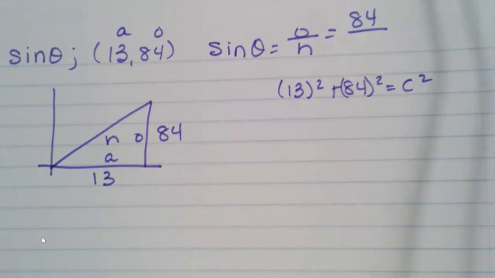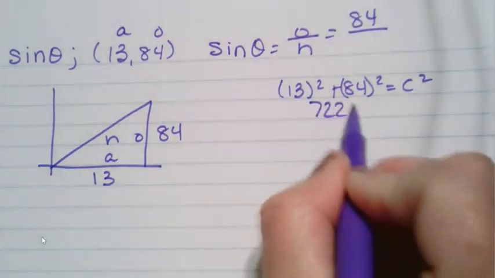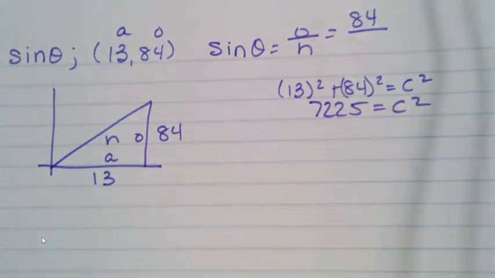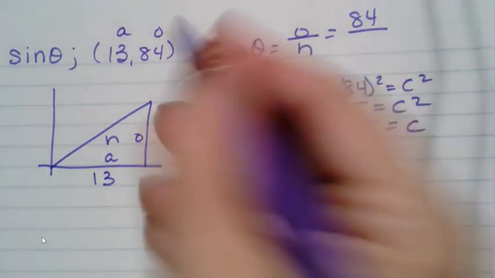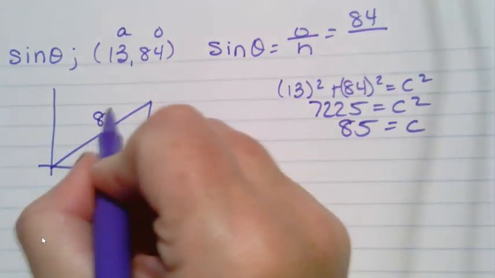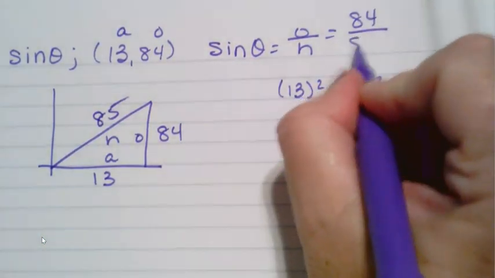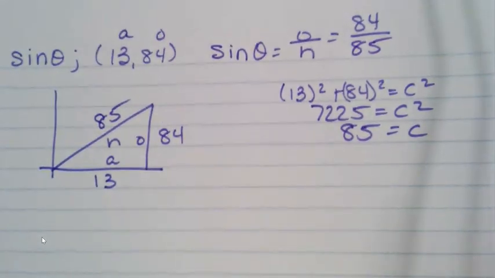Hold on 1 second. Put my calculator back up. So 13 squared plus 84 squared is 7225 equals C squared. Let's make sure. Let's see. I believe. Oops, clear. But yes, it's 85. And we're in quadrant 1. Everything's positive and hypotenuses are positive. So my hypotenuse is 85. There's my final answer.